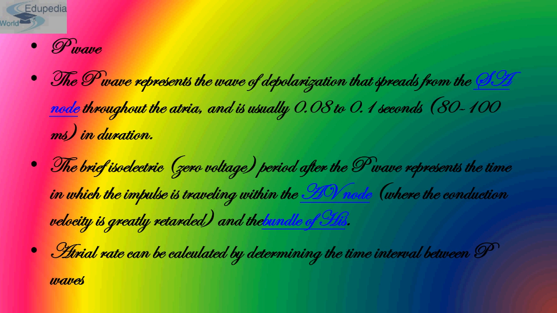Let's see P wave once again. P wave represents the wave of depolarization that spreads from the SA node throughout the auricle and usually lasts for 0.08 to 0.1 second in duration. The brief isoelectric period after the P wave represents the time in which the impulse is traveling within the AV node and the bundle of His also. So the auricle rate can be calculated by determining the time interval between P waves.